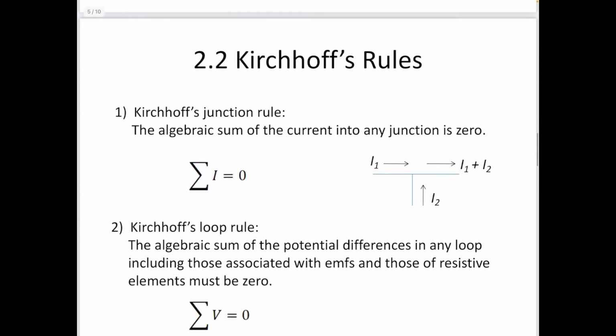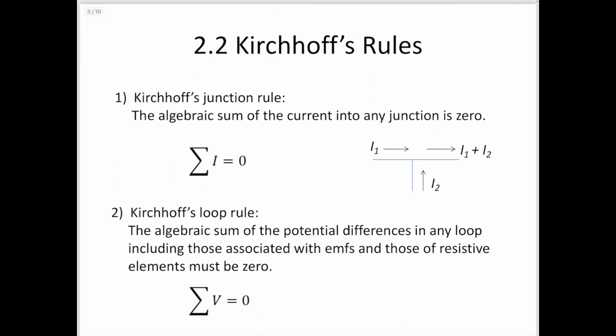Okay, then next topic is Kirchhoff's rules. Kirchhoff's rules has two rules. First one is Kirchhoff's junction rule. This is the algebraic sum of the current into any junction should be zero. So sum of the I has to be zero.